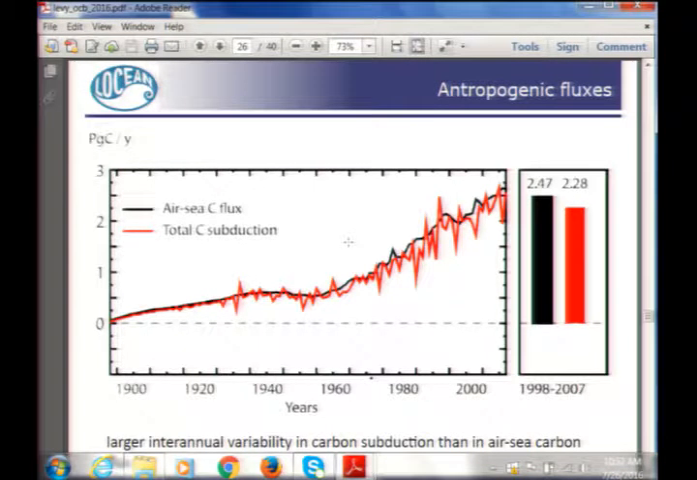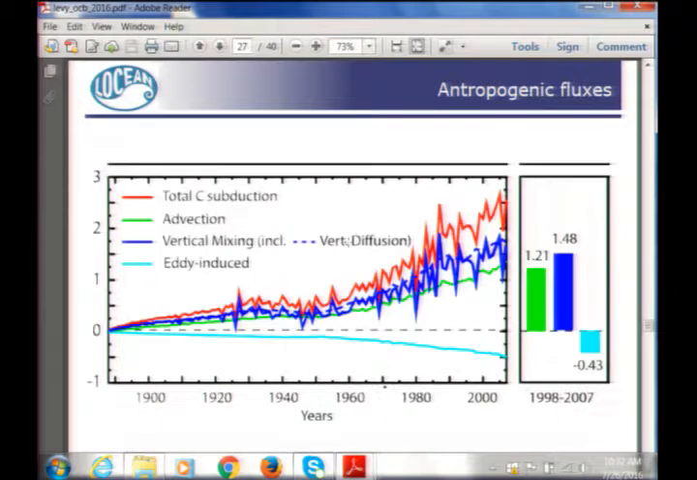So you can cut this total subduction into the sum of the physical processes that lead to the subduction, and this is what this is showing. The total is repeated here in red, and the physical processes are vertical mixing in blue, advection in green, and again an estimate of the eddy contribution in light blue. What you see is the predominant role of vertical mixing. And vertical mixing, as I said, includes two terms, vertical diffusion and changes in mixed layer depth. And the large internal variability is due to the large internal variability in the mixed layer depth, in the entrainment and detrainment.